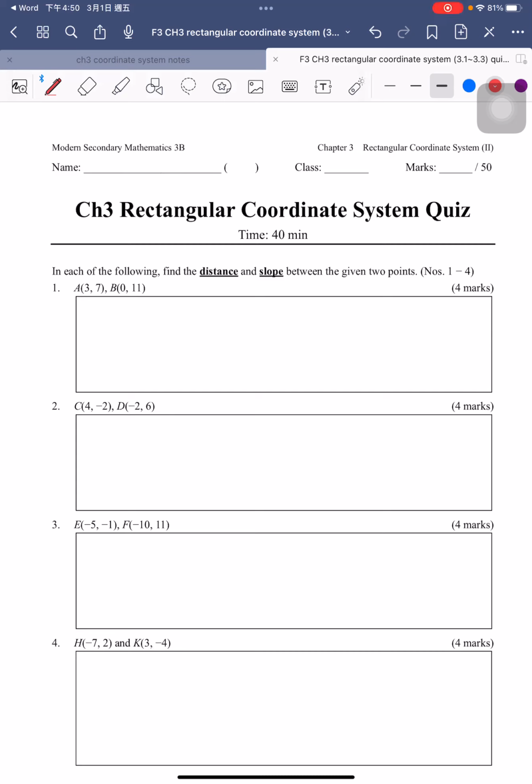Hello guys, in this video we're going to talk about the rectangular coordinate system quiz. In the first questions, they're asking you to calculate the distance together with the slope. First of all, you need to remind yourself what the distance formula is.